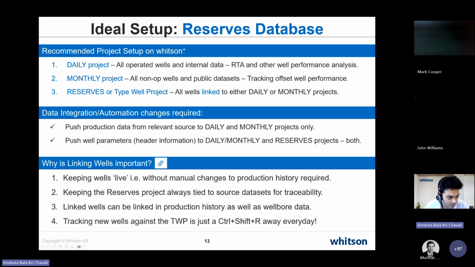And why I say it's just a refresh away is because all your daily production data, which gets pushed to daily or monthly, also filters down to the reserves or the type well project. So that's taken care of. And your header information, which may not be that frequent of a push, is actually updating all three projects. So your data is intact, and this seems to work for a lot of companies.